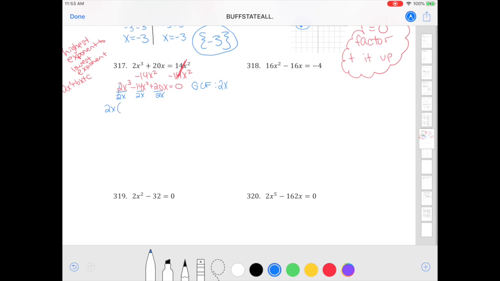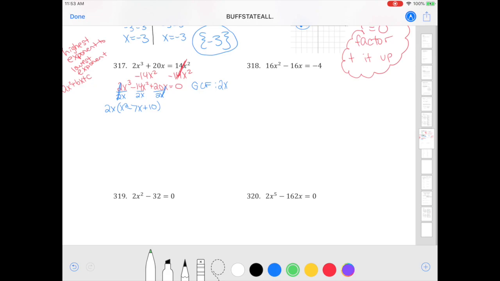And then divide. These 2's cancel or just leave me with a 1. X cubed divided by x is x squared. Negative 14 divided by 2 is a minus 7, and x squared divided by x is x. And then 20x divided by 2x is going to get me a plus 10 because those x's cancel out. Again, while I'm factoring, you don't have to worry about that equals 0. We'll just bring it down towards the end.